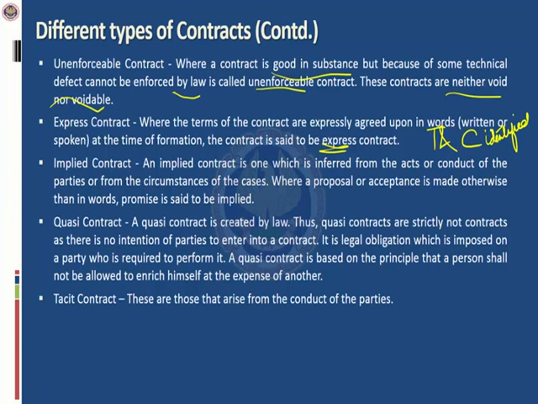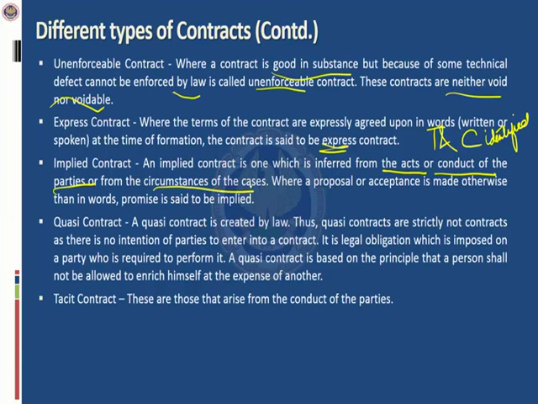Implied contract. When we haven't really expressed anything, when we haven't really spoken about something or written a particular document to enable a contract, but from the act or conduct of a particular party or from the circumstances of the case, a contract can be made out.